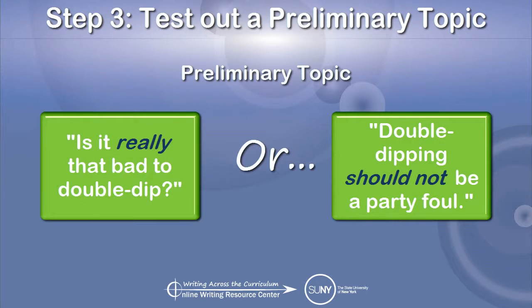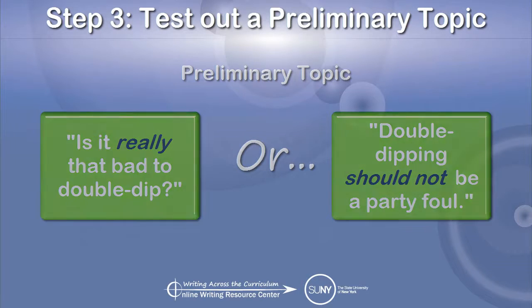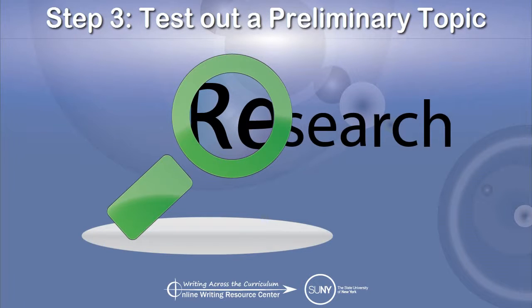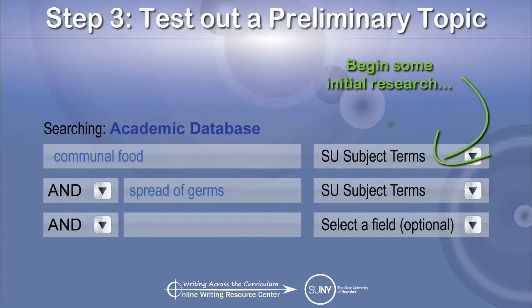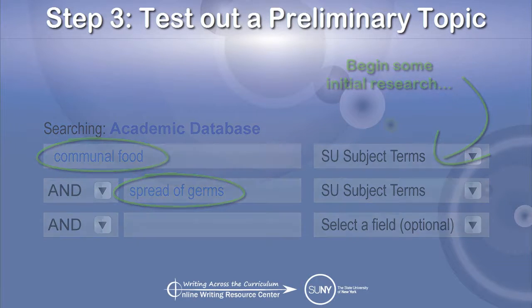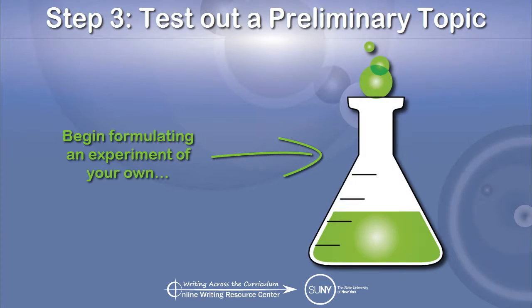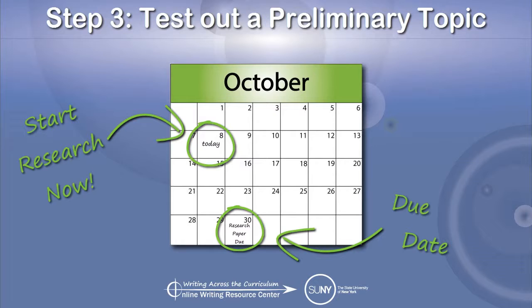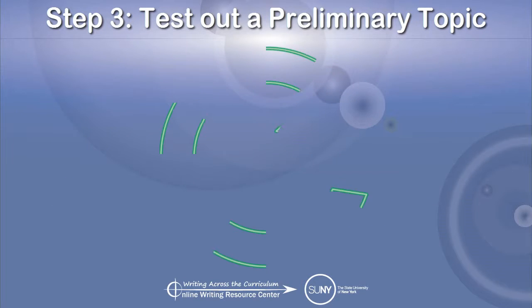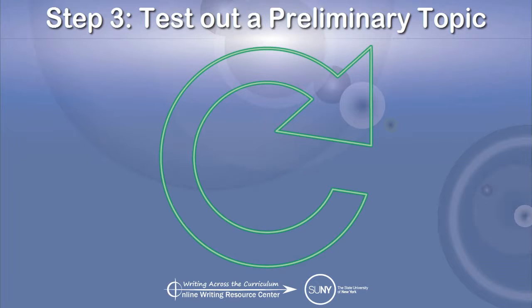Once you have a preliminary topic, you can begin to do some initial research to see if the topic warrants further development. For example, you could begin to check some database articles to see if there is available research about communal food and the spread of germs. Or you can begin formulating an experiment of your own that could gather similar types of data. This initial planning, especially if it is done well in advance of the due date, will let you know if a topic is worth exploring or if you need to go back to the drawing board.